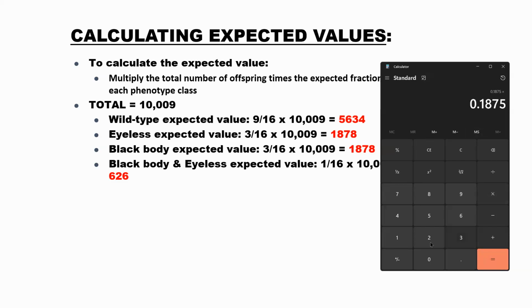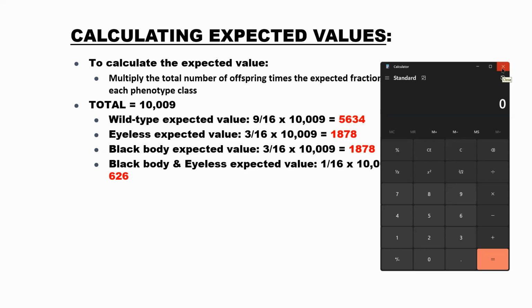Let's see. Multiply by 10,009. They get 1878. We got 1876. Yeah, man, they're rounding off. So 3 divided by 16 equals that. So if we round off to 0.19, let's see how much we get. Yeah, I have no idea how they're rounding these numbers off, but let's work with their numbers, okay?